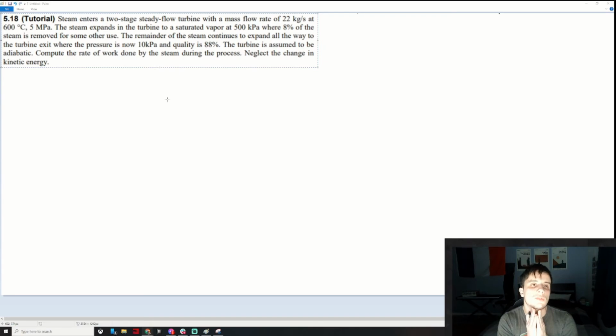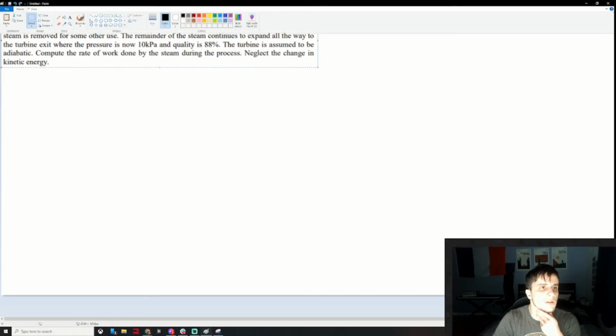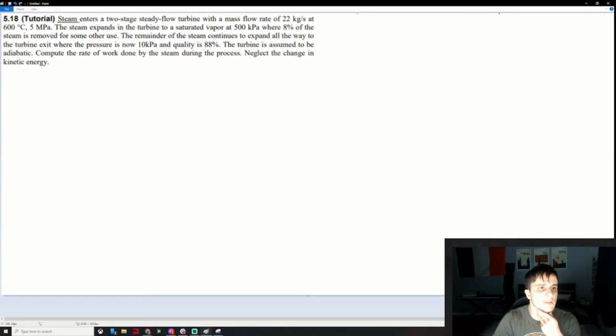Steam enters a two-stage steady flow turbine with a mass flow rate of 22 kilograms per second. Keywords here are already in the first sentence. Steam. Doesn't say steady. 22 kilograms at 600 Celsius, 5 megapascal for the inlet. Steam expands in the turbine to a saturated vapor at 500 kilopascal. So there we go, saturated vapor for the second state at 500 kilopascal, where 8% of the steam is removed for some other use.